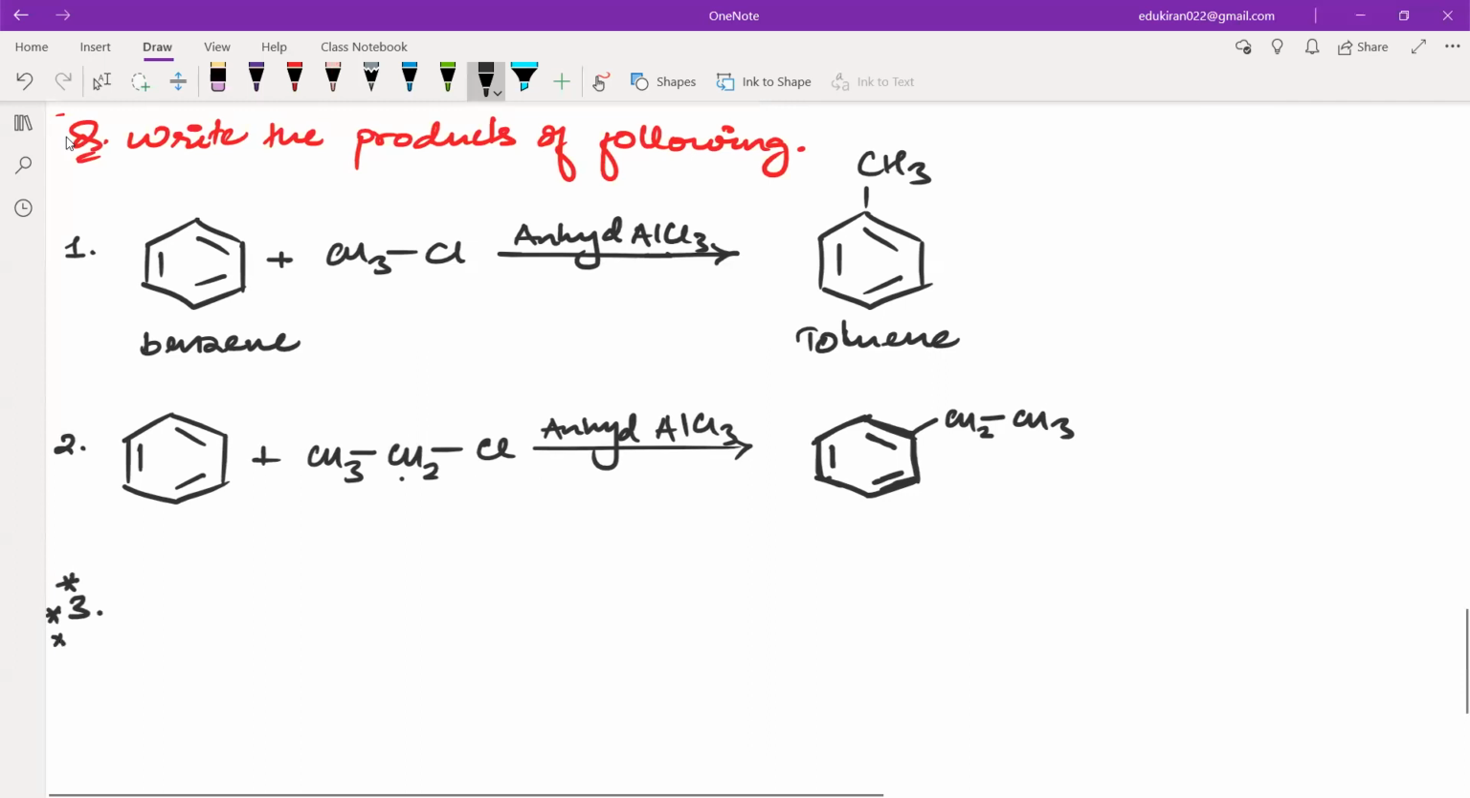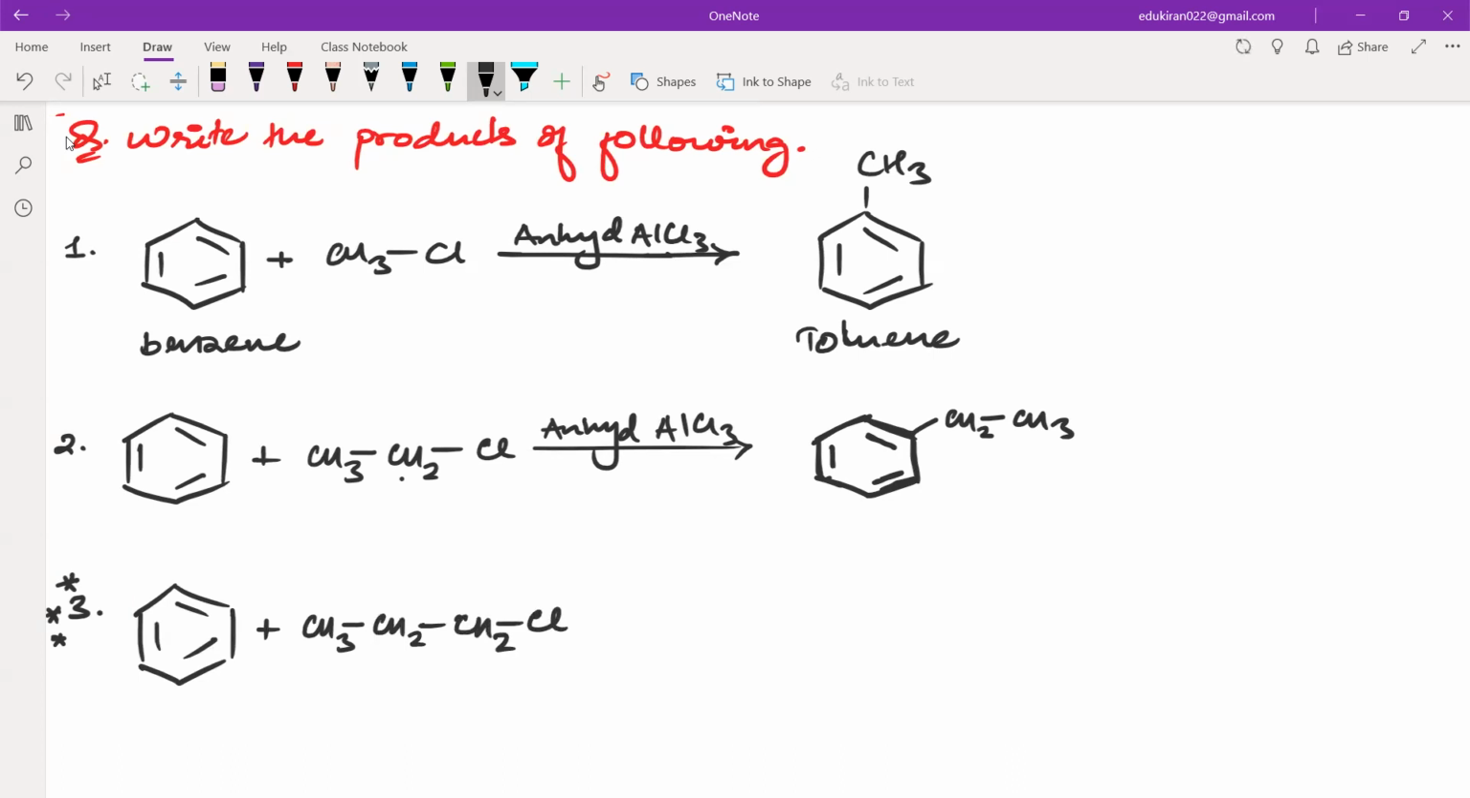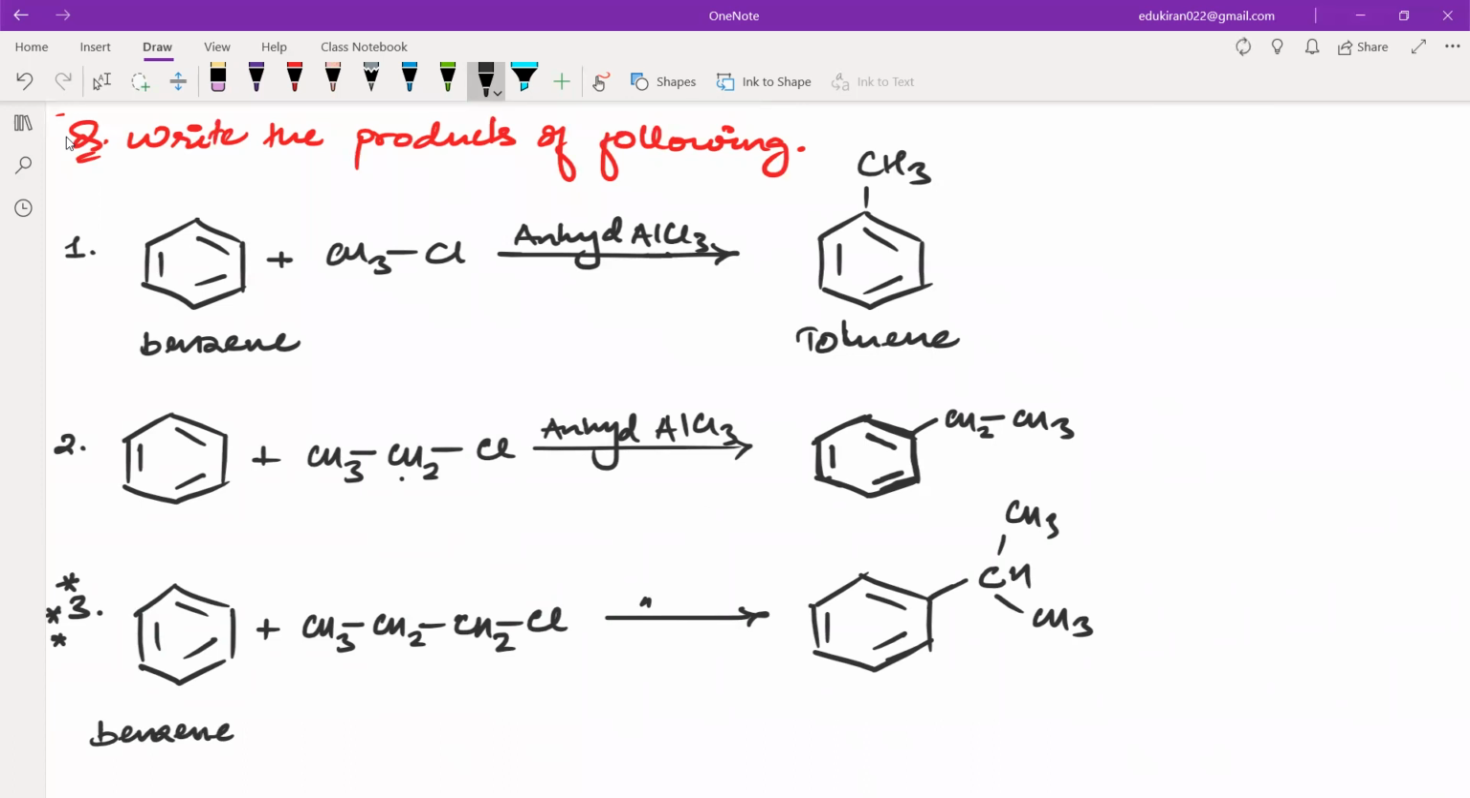The third one is important. Please remember this. This third one is very important. We have benzene ring plus CH3CH2CH2Cl in the presence of anhydrous AlCl3. So here we have propyl, but when we do this reaction, we get isopropyl benzene. That means the carbon was the secondary carbon. So we had benzene and reacted this with 1-chloropropane. We expected propyl benzene, but we got isopropyl benzene.